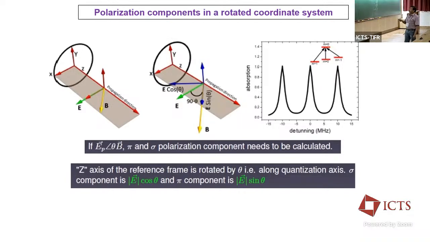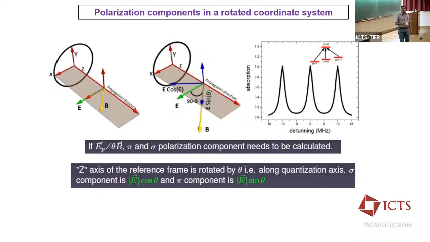That happens when we put an angle between the electric field and the magnetic field. When we have a theta between them, that is, the magnetic field is not along the propagation direction, you can break your electric field into 2 components. If this is the reference frame rotated by theta with the quantization axis, then you have 2 components here, for the pi and the sigma. Therefore, in the absorption profile, you will get all 3 transitions.